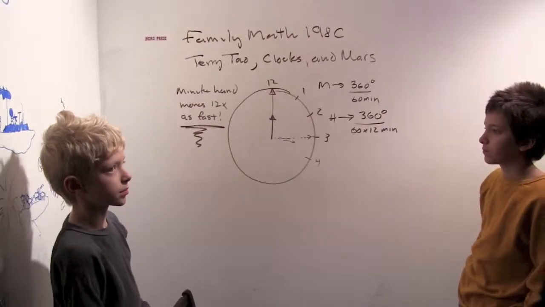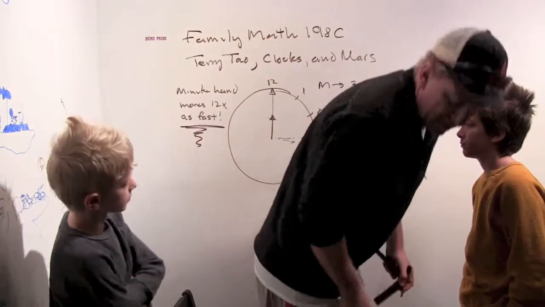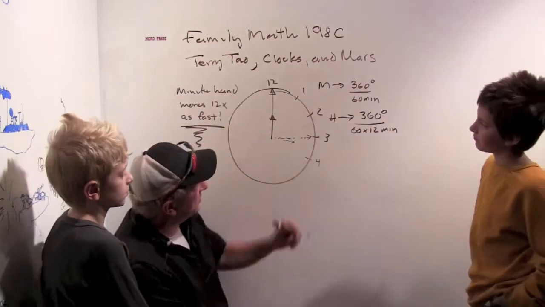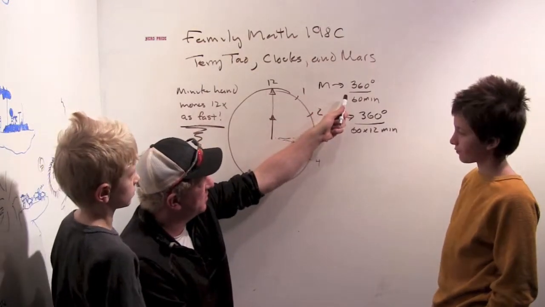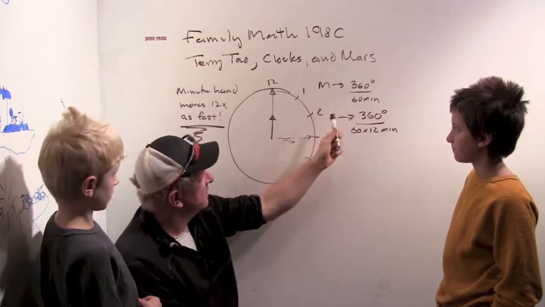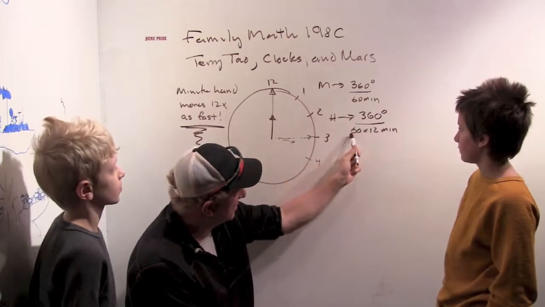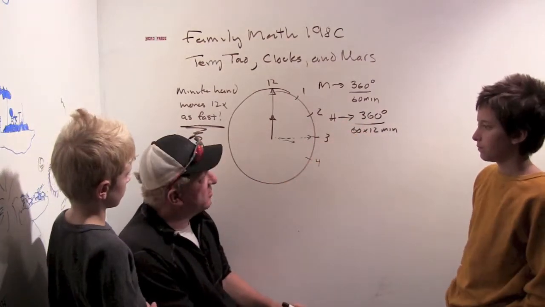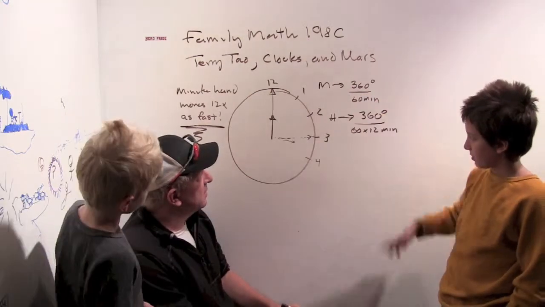Okay, so here's part C. We just wrote some pretty precise equations that tell us how the minute hand moves 360 degrees in 60 minutes, and the hour hand moves 360 degrees in 60 times 12 minutes. Which one's faster? The minute hand, by a lot.